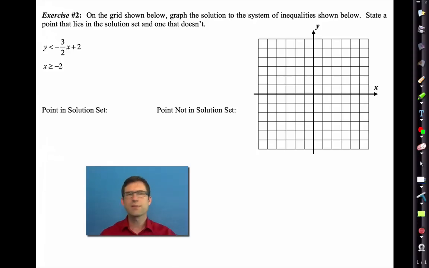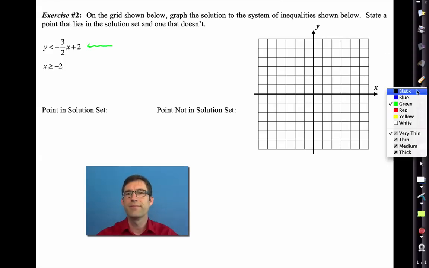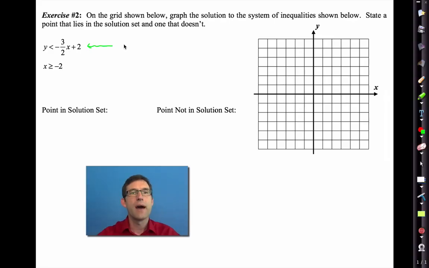All right, well, let's start off with this guy. Now, this one also already has y isolated, so I'm going to change it into an equation, y equals negative 3 halves x plus 2, where clearly the y-intercept is 2, and the slope is negative 3 divided by 2, so that's going to be pretty easy to graph. I'll go down 3, to the right 2, reverse it, go to the left 3, up 2.